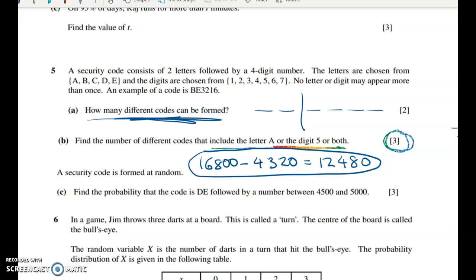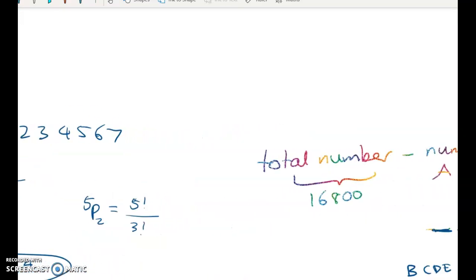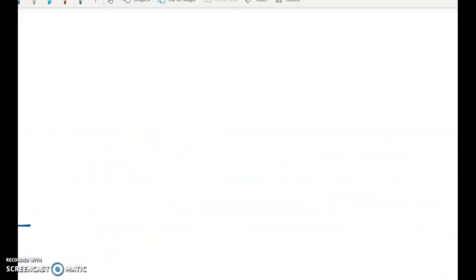The other way, though, that does work, and is a good example in how to do scenarios, is to look at 3 different cases, right? So to do it directly and work out how many codes have got A but not 5, how many codes have got 5 but not A, and how many codes have got both. So I'm going to do it this way, even though it's less efficient, because this method might help you in another question. So 3 scenarios, 1, 2, and 3.